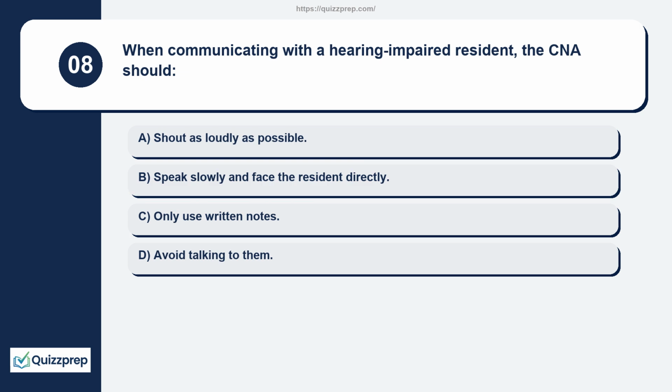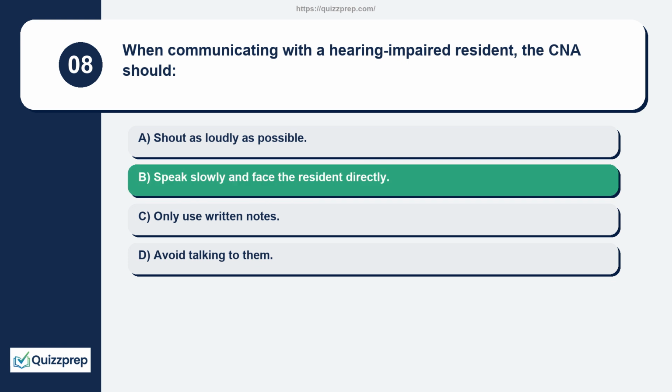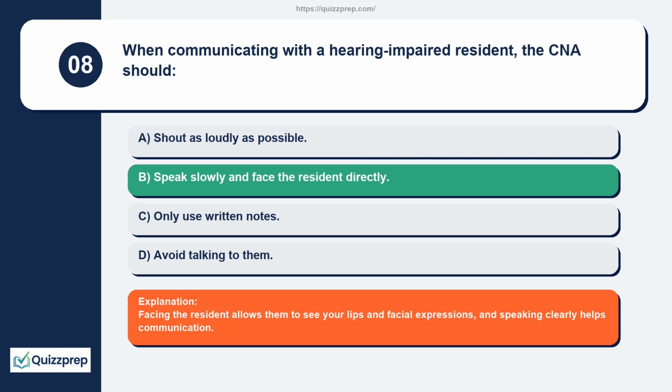Question 8. When communicating with a hearing-impaired resident, the CNA should shout as loudly as possible, speak slowly and face the resident directly, only use written notes, or avoid talking to them. Facing the resident allows them to see your lips and facial expressions, and speaking clearly helps communication.